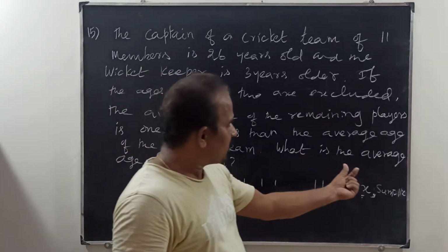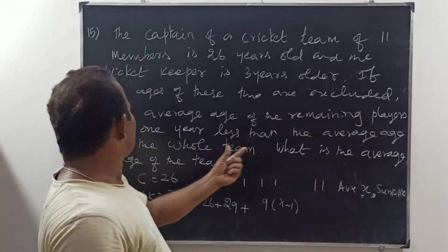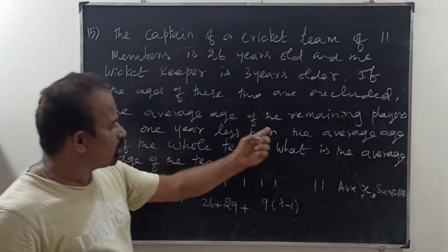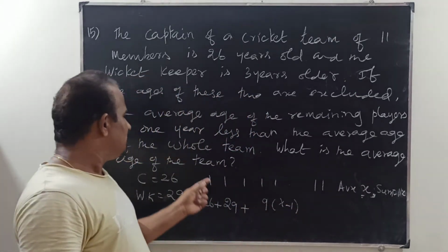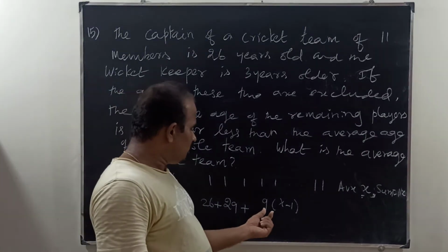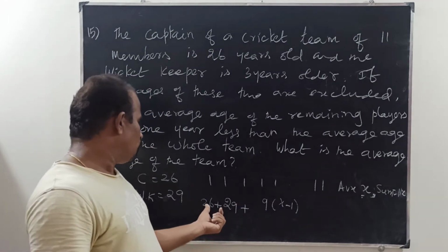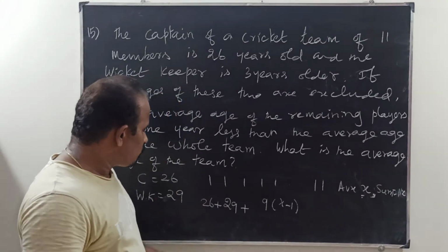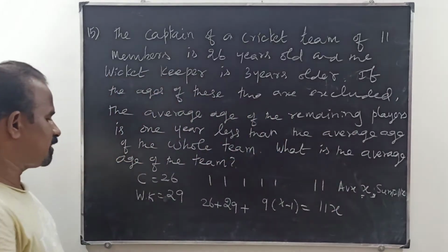Now the team average is x. The average age of the remaining players, the 9 players, is 1 year less than the average age of the whole team. Average age of the whole team is x, and 1 year less means x minus 1. Excluding the captain and wicket keeper, there are 9 remaining players, so 1 plus 1 plus 9, therefore 11 players. Total age is equal to 11x.